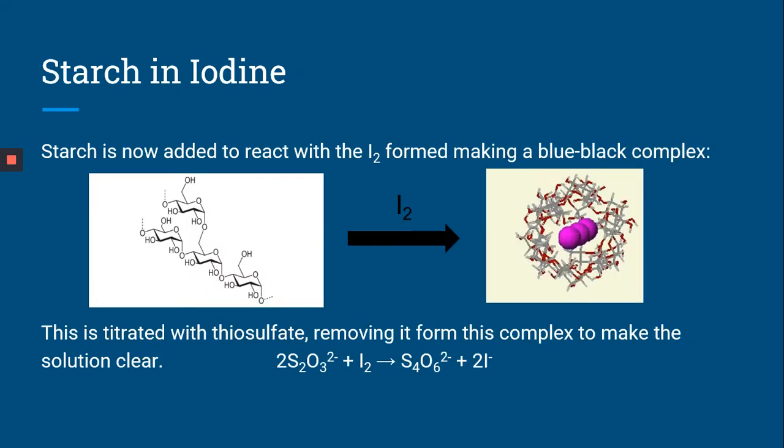Another reaction would be starch and iodine. When you take starch and react it with the iodine, it forms a blue-black complex. So you could figure out how much iodine is in something by that color change that's happening with the thiosulfate.